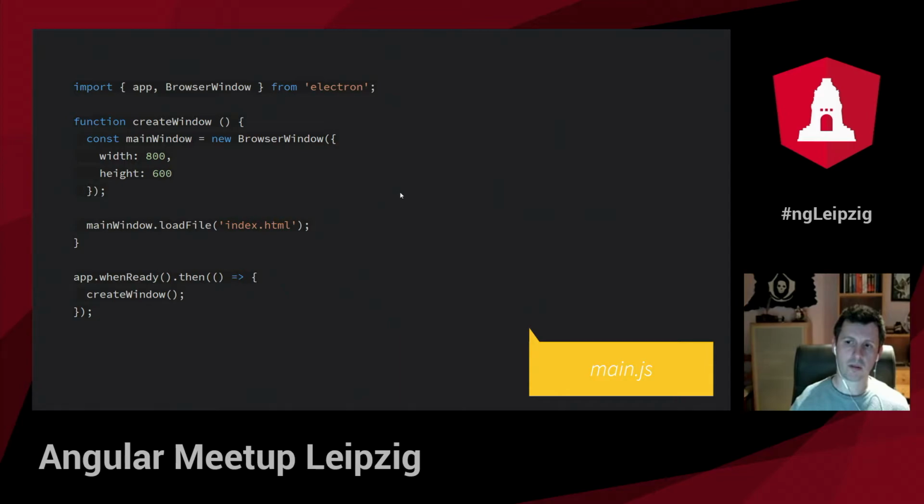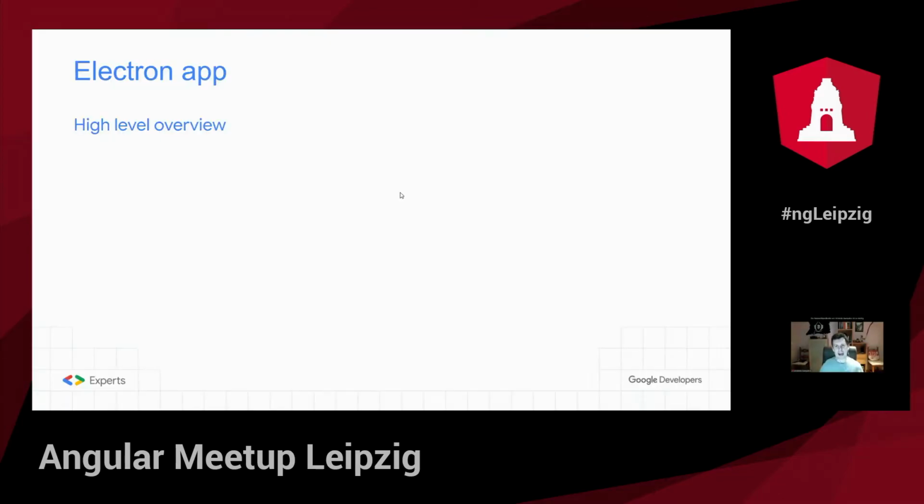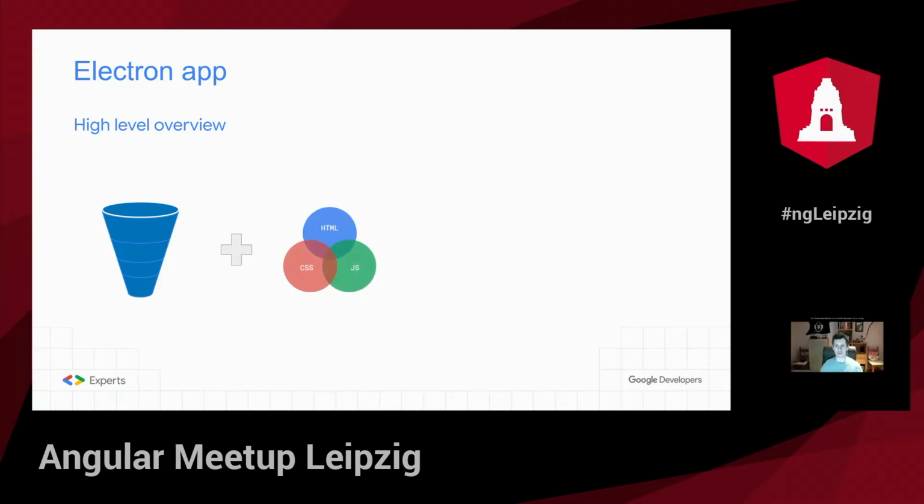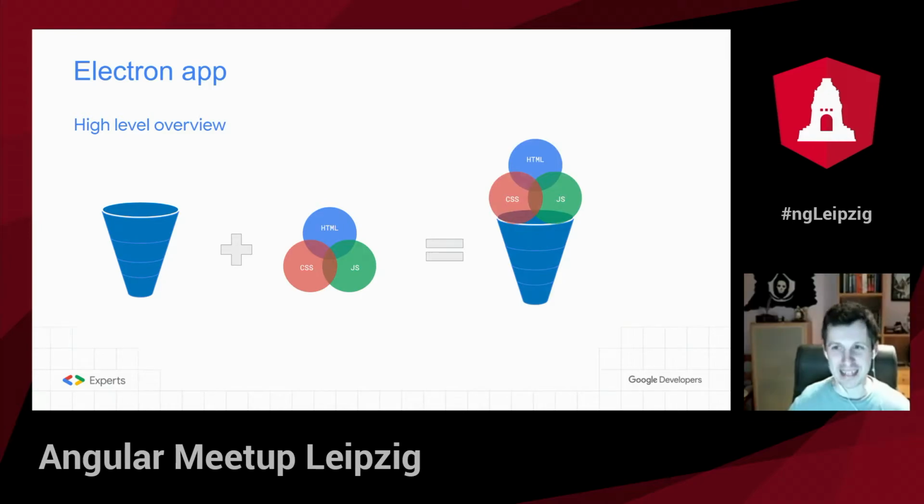So if we want to take a high-level overview of an Electron application, we can think of it as an ice cream. Okay, the bottom of the ice cream is the main process. So if we add our renderer, which consists of HTML, CSS, and JavaScript, which could be the top of the ice cream, then we get an ice cream. An Electron application.